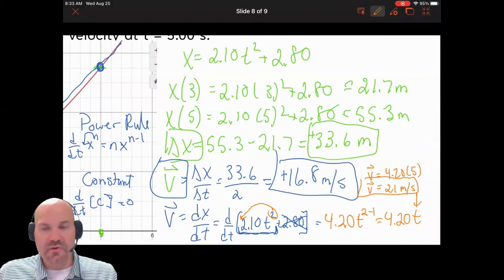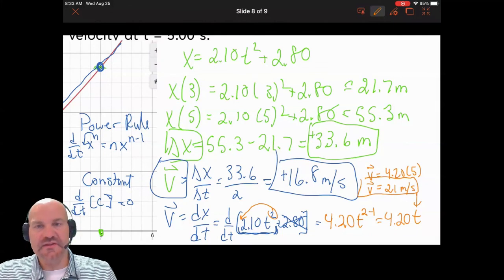Okay. Now, there's going to be more practice with this concept of instantaneous. So if this is your first time seeing a derivative, don't be afraid. Okay.